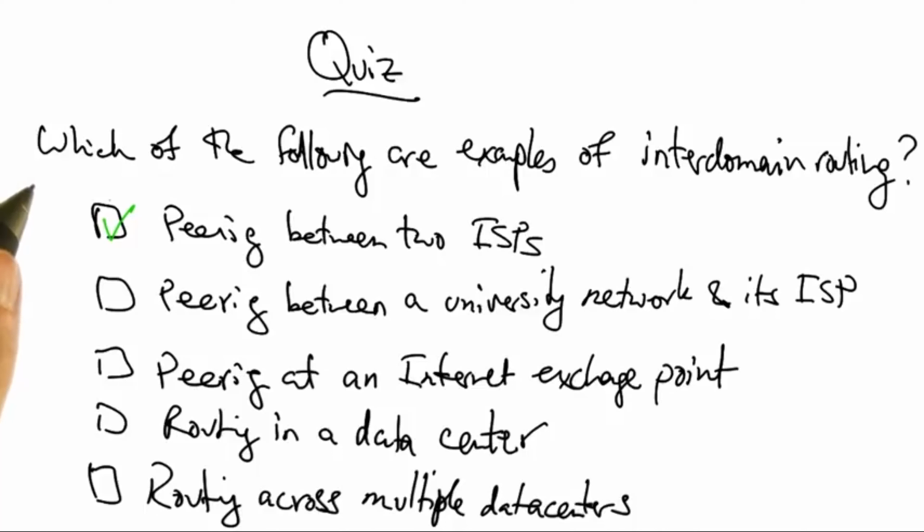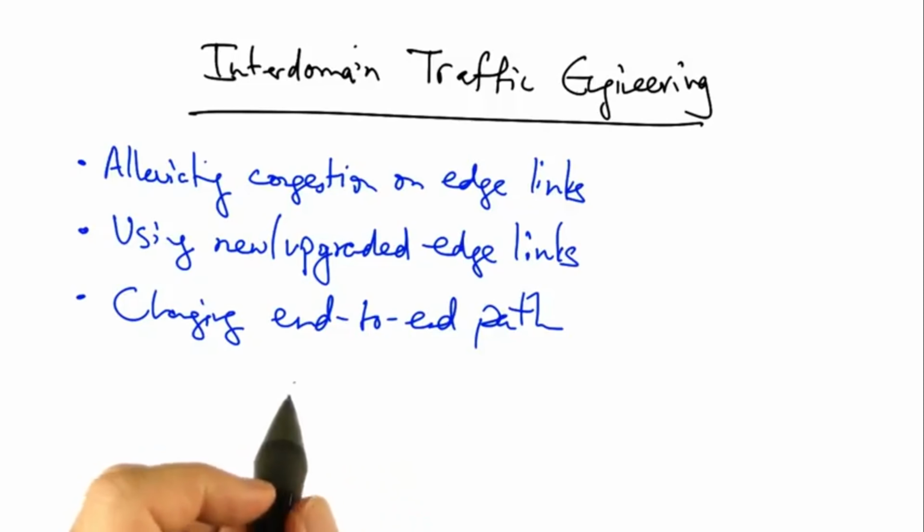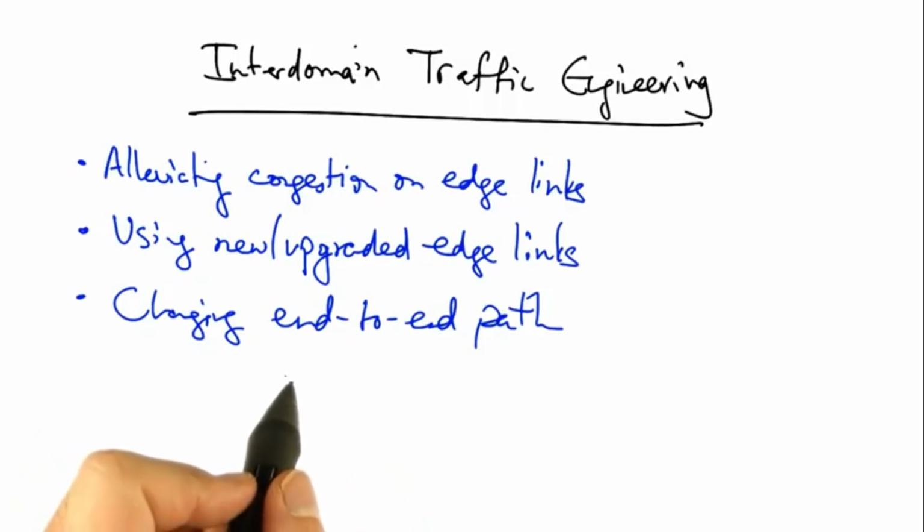Peering between two ISPs involves inter-domain routing, as does peering between a university network and its ISP, or any peering at an internet exchange point for that matter. Routing between multiple data centers typically involves routing in the wide area, and hence may involve inter-domain routing. Routing within a single data center concerns routing in a single domain, and hence does not concern inter-domain routing. Inter-domain routing concerns routing between domains or autonomous systems.